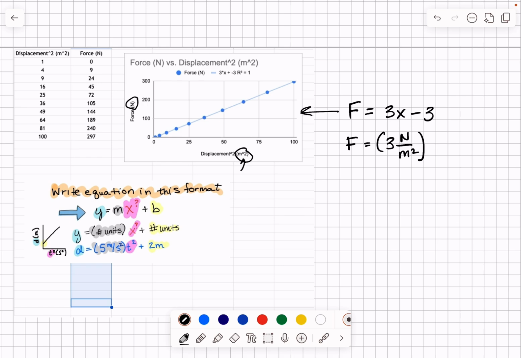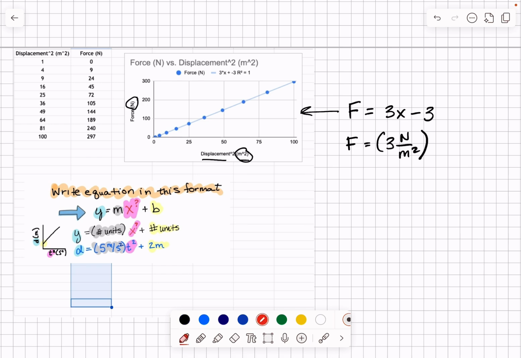Whatever the unit is, whatever the variable is, you need to make sure that so if displacement is squared, you need to make sure that your units are squared. If displacement was inversed, you'd have to make sure your units were also inversed.